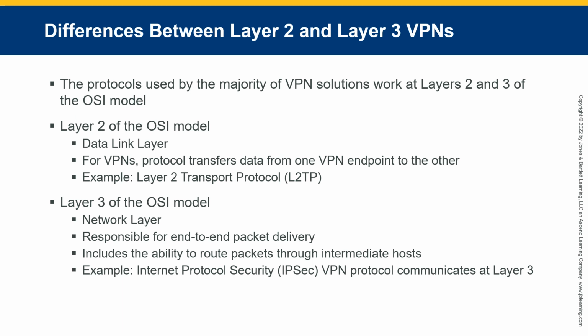Now, you're going to hear the terms: is it a layer 2 or layer 3 VPN? All right. So the protocols used by the majority of VPN solutions work at layer 2 or layer 3 of the OSI model. As a reminder, layer 2 is the data link layer, and these protect data transfers from one VPN endpoint to the other VPN endpoint. And some of these are like L2TP and its predecessor L2F.